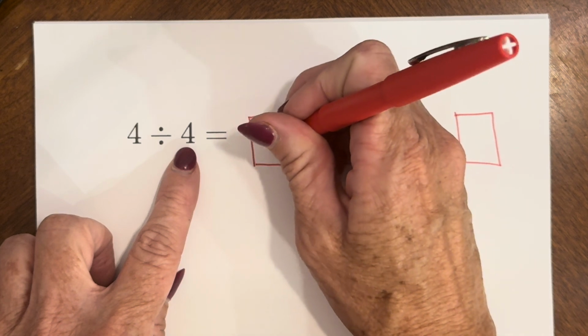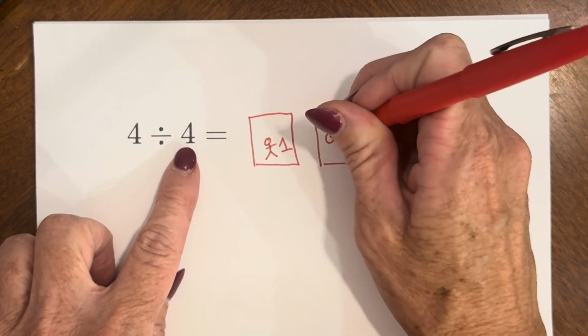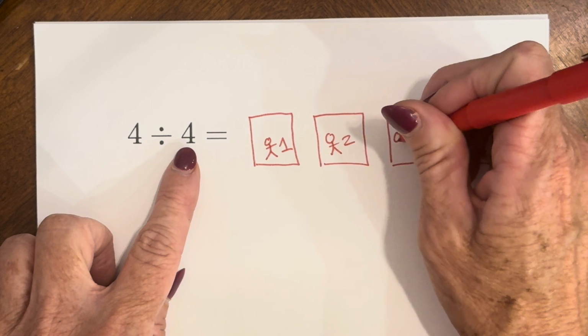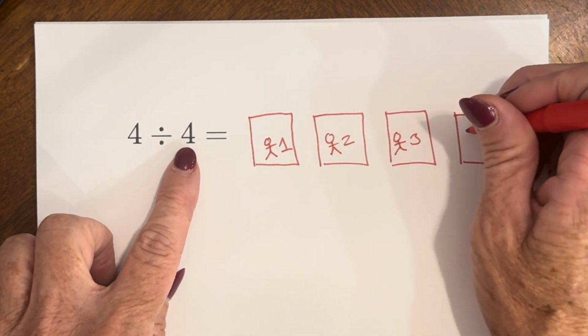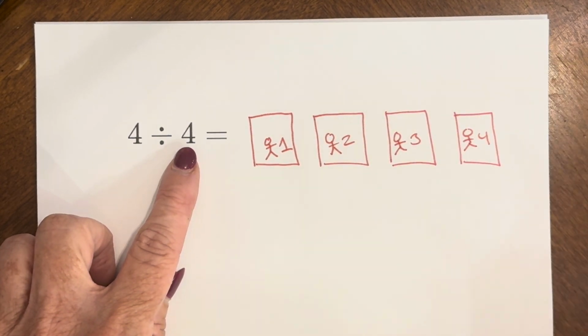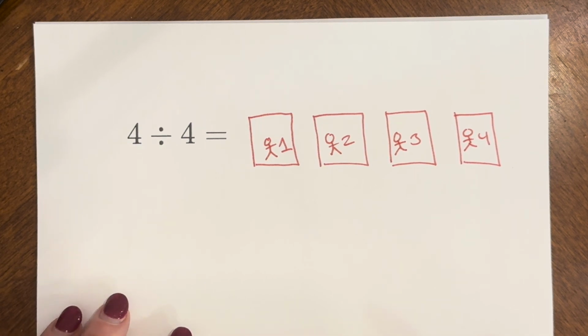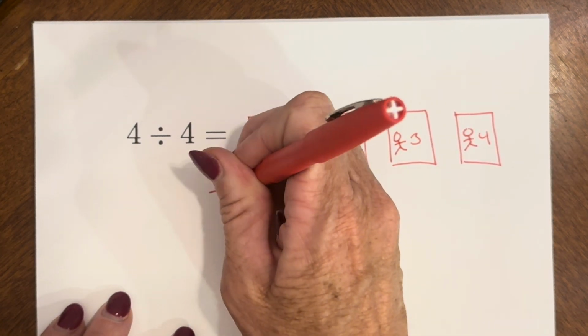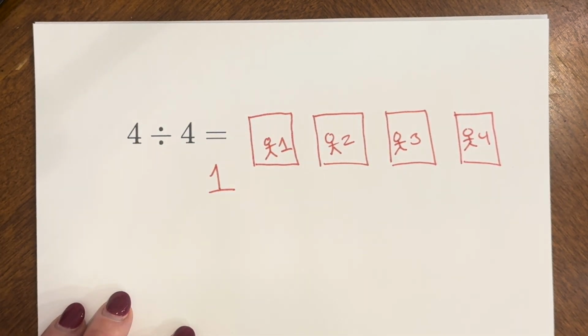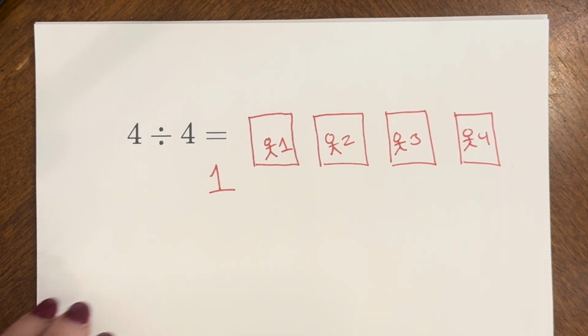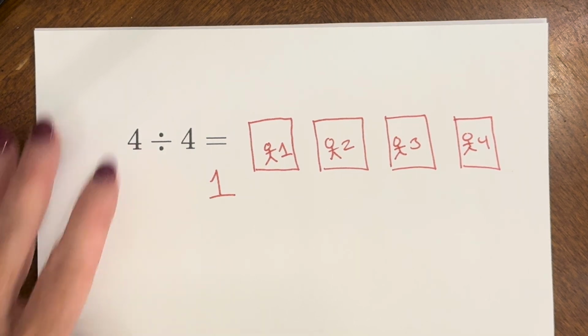Person 1 could get this apple. Person 2 could get that apple. Person 3 could get that apple. And person 4 could get that apple. So each person got one whole apple. That would be my answer. So 4 divided by 4 is 1. Now, I know that seems really easy, so let's go on to one a little harder.